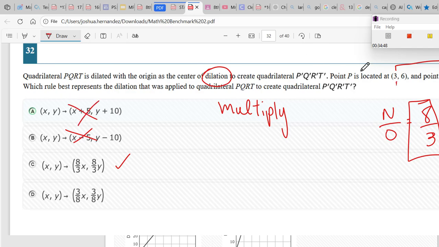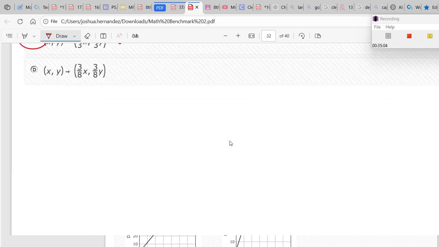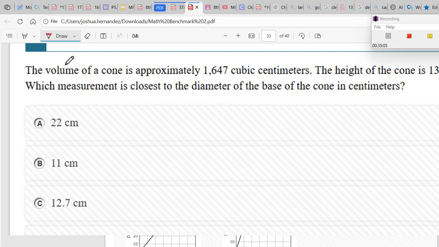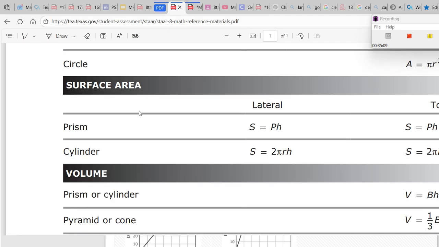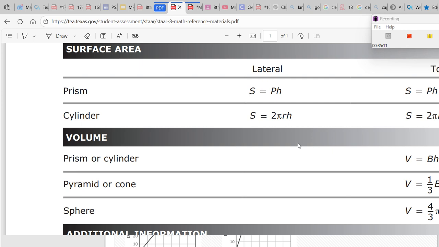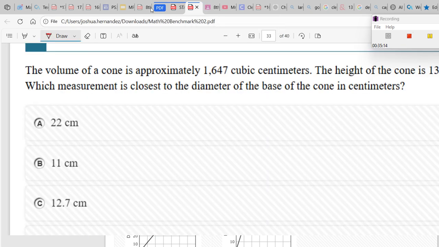Now, I could see that some people from here to here would add 5, x plus 5. I could see that, right? But it's a dilation, guys. It's by multiplication, not by adding. So this is out. It has to be a multiplication. So there it is, this is my answer. Cones: the volume of a cone is 1/3 BH, 1/3 BH.